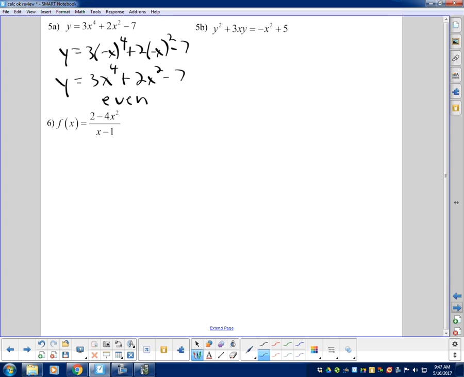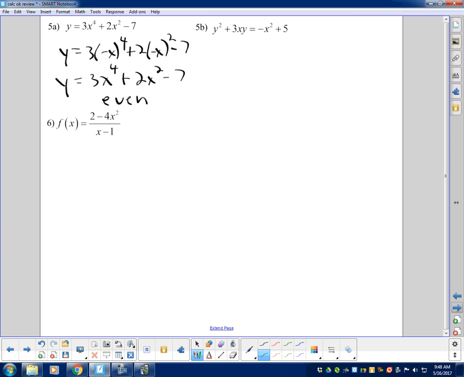We could have tested this for oddness here on 5a, but as you can see, if I replaced y with negative y, I would have the exact opposite of what I started with. As a matter of fact, another way to test for oddness is just to replace x with negative x and see if you get the exact opposite of what you started with. So it's another way to do it. Our textbook, I think, talked about testing for oddness by replacing x and y with negative x and negative y and seeing what happens.